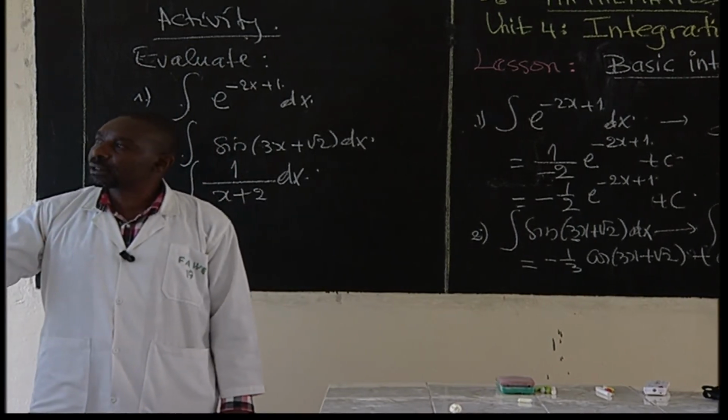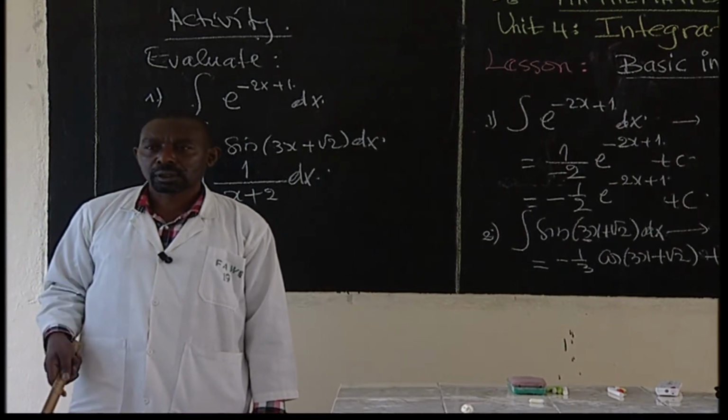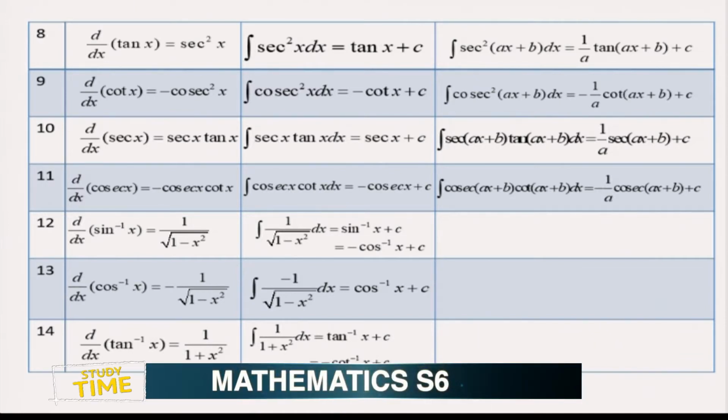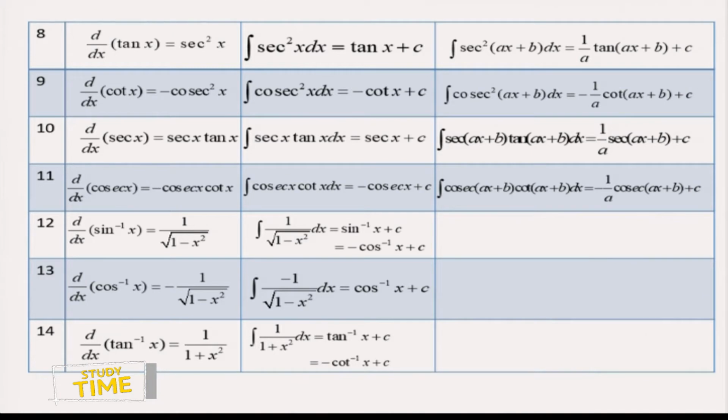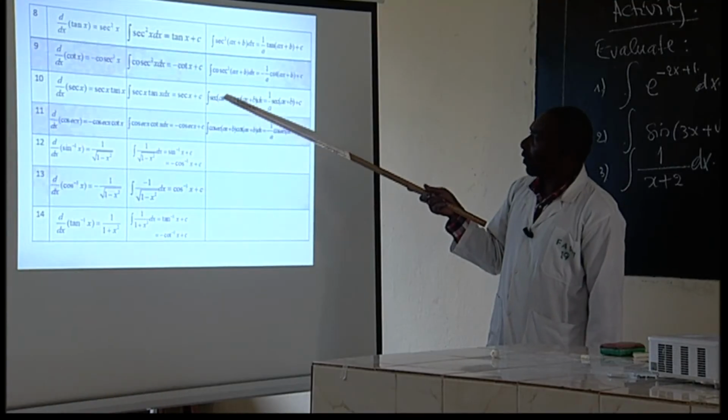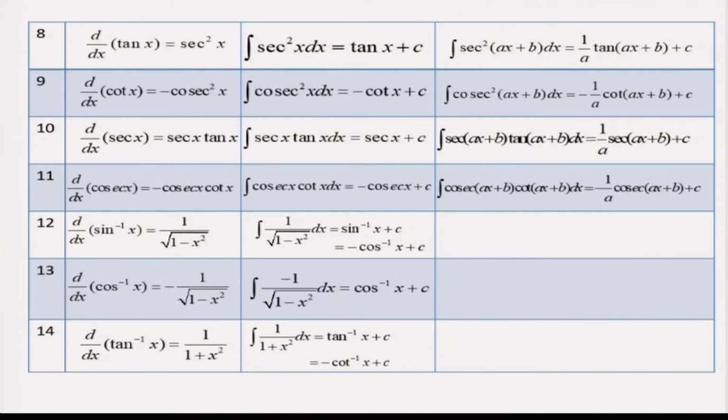When you differentiate cotangent of x, you get minus cosec squared of x. It means that the integral of cosec squared of x is equal to minus cotangent of x plus c. In particular, if we have the integral of cosec squared of (ax plus b) dx, that will be minus 1 over a cotan(ax plus b), then plus c. You need an example for that, isn't it? All right.